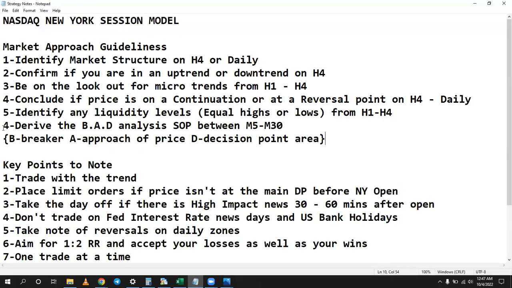And now finally, point number six. This is the core of the strategy, where we're going to get the setup. Derive the BAD analysis, SOP, from your M5 time frame to your M30 time frame. This is where we get our entries, basically, using the BAD analysis, SOP.